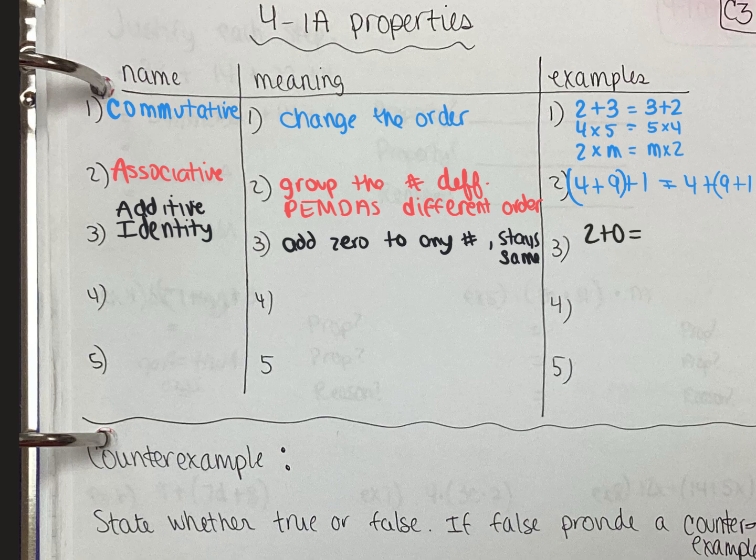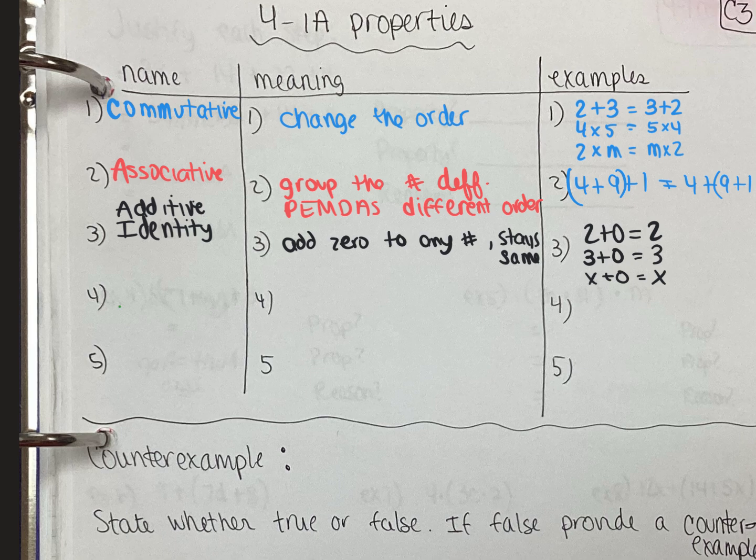2 plus 0 is still 2. 3 plus 0 is still 3. X plus 0 is still x. Whatever I start with is what I end with. 2, adding nothing, doesn't change it. Its identity stays the same.